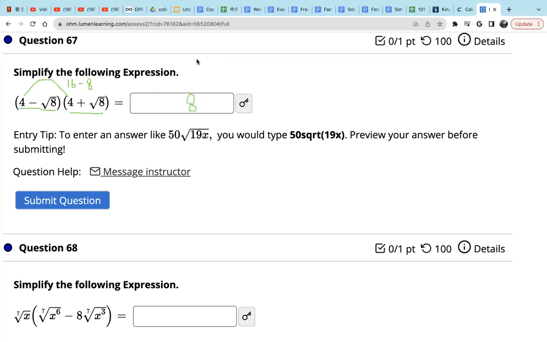And it's easy to see why difference of 2 squares doesn't have a middle term. When we multiply those two, we get negative 4 radical 8. When we multiply those two, we get a positive 4 radical 8. So negative and positive canceled, right? Additive inverse to be 0.